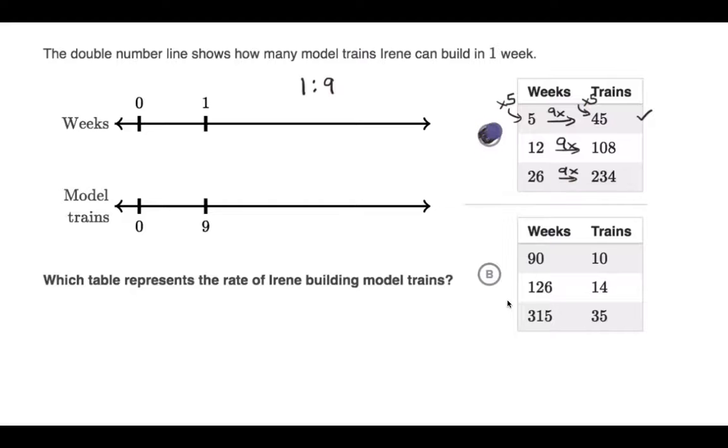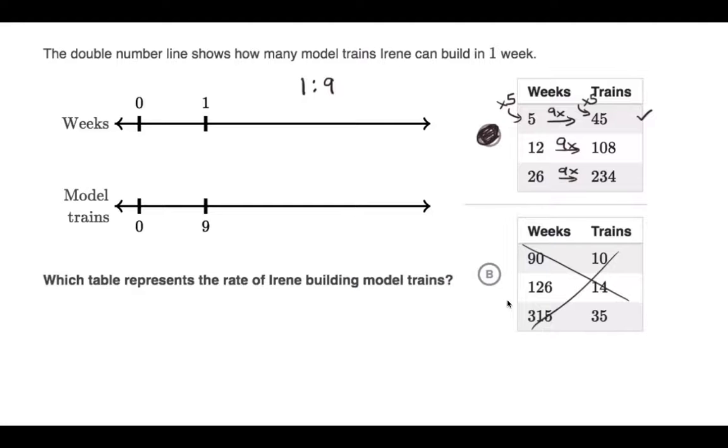But the next one is 9 to 1. So let's just make sure that this one doesn't work. Well, over here, the ratio of weeks to trains is 9 to 1, not 1 to 9. The trains should be 9 times the weeks, while here the weeks is 9 times the trains. So just looking at that first one, we know that this is not going to work out.